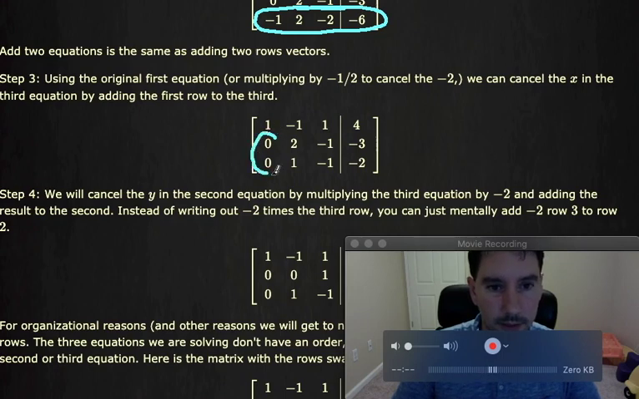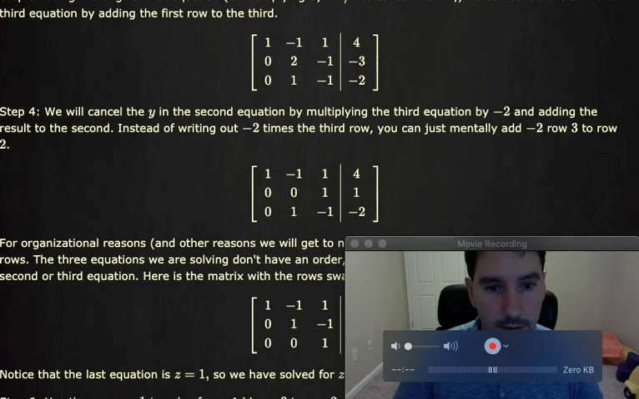So we've eliminated the x's from the last two equations, and now we have two equations and two unknowns, if we ignore the first row. And now we're going to use the last two rows to solve the two equations and two unknowns.